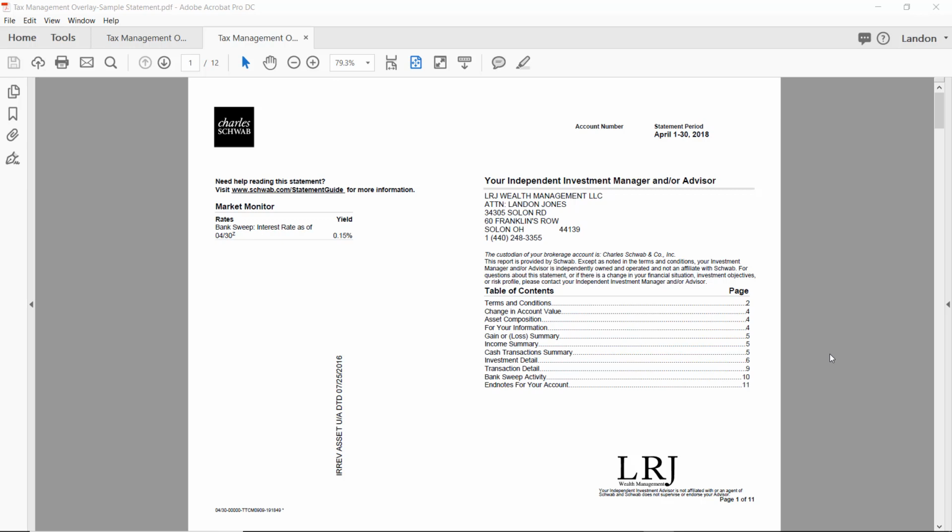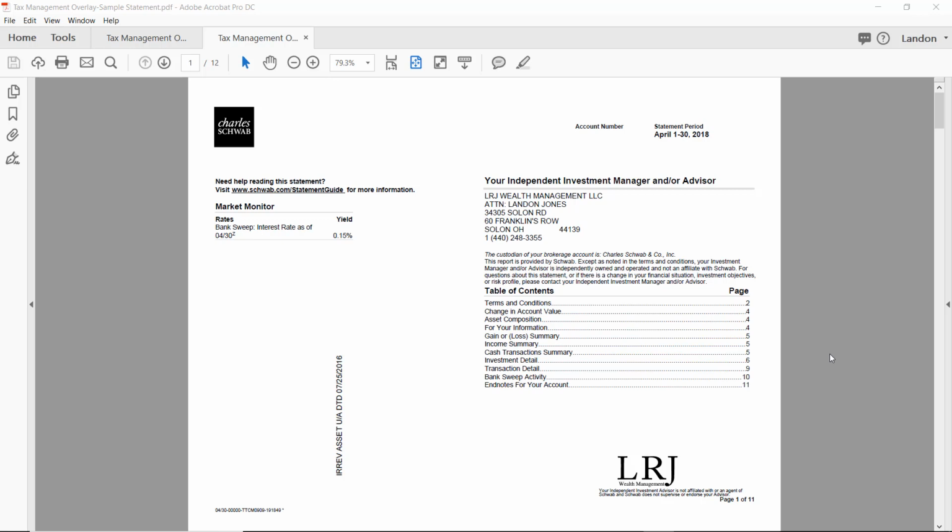We're going to be talking about tax management overlay today. This is a really important topic. Tax management overlay services provided for non-qualified accounts is a very important, meaningful, valuable thing. It significantly reduces tax liability that can be created from trading activity in non-qualified accounts.